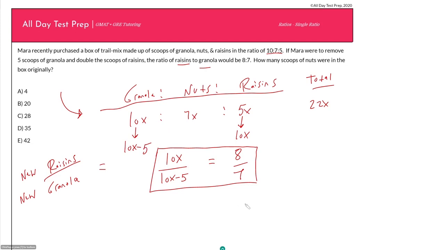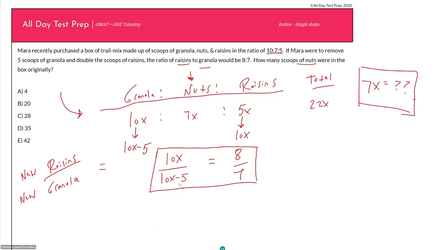You just have to remember, though, that once you find x is not your answer. You have to keep in mind we are looking for the amount of nuts that we have. A lot of times with ratio questions, especially with 3 items, they will give you some change involving your granola and your raisins, but then they might throw you off a bit because they ask you a question about the nuts, which there is no change to. That is because we're just using this change to get this multiplier. So we got to keep in mind our nuts are 7x. Once we get x, 7x is what we are really looking for.